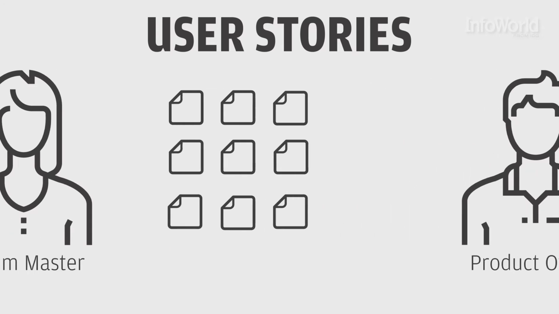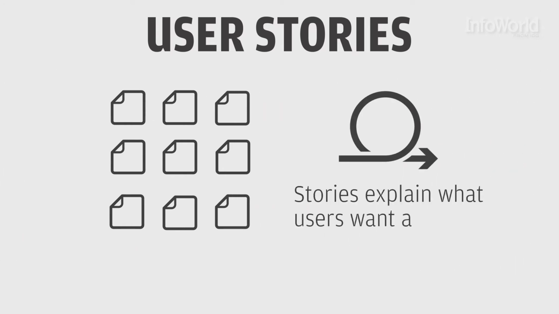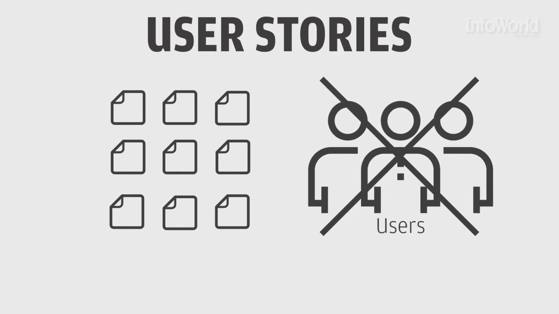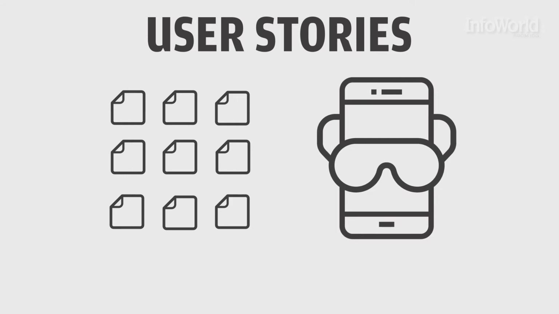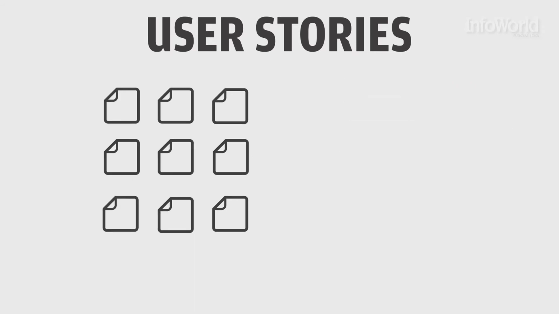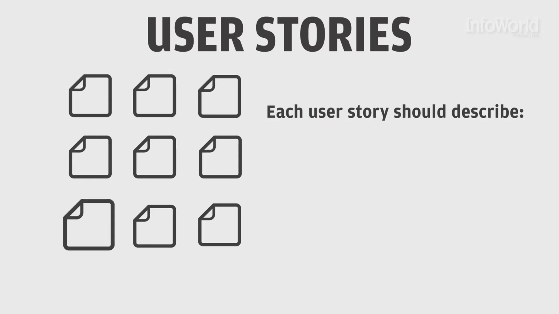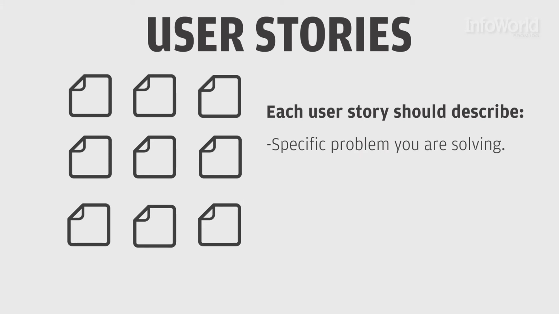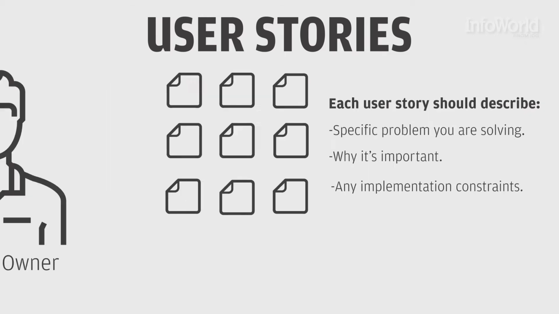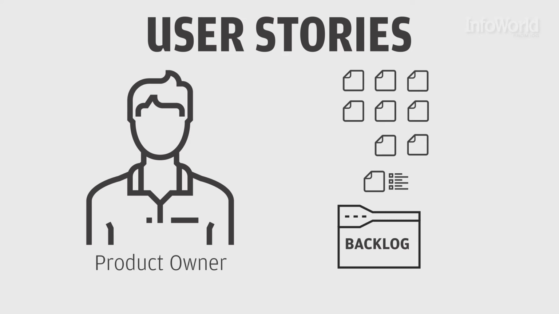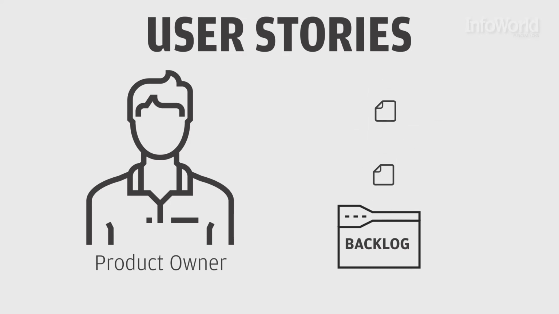User stories are central to agile development because they explain what users want and why. This keeps users out of specific technology decisions and ensures that the developers don't blindly follow specs that don't really describe the goals. Each user story should describe what specific problem you are solving, why it's important to the user and the overall product, and any implementation constraints. The product owner documents each user story, places them in a queue called a backlog, and prioritizes them.